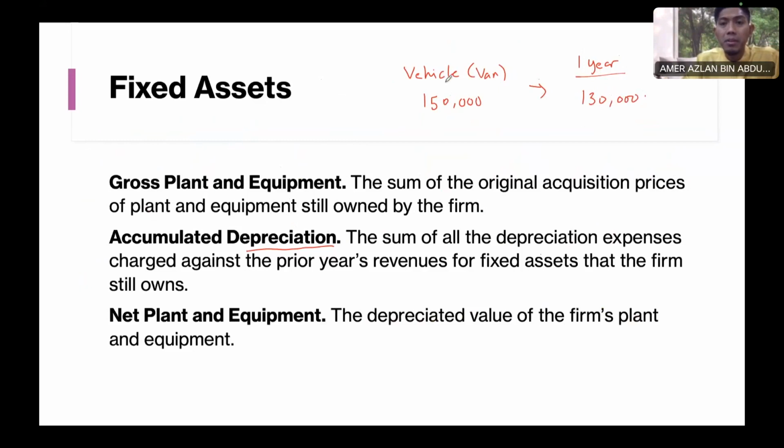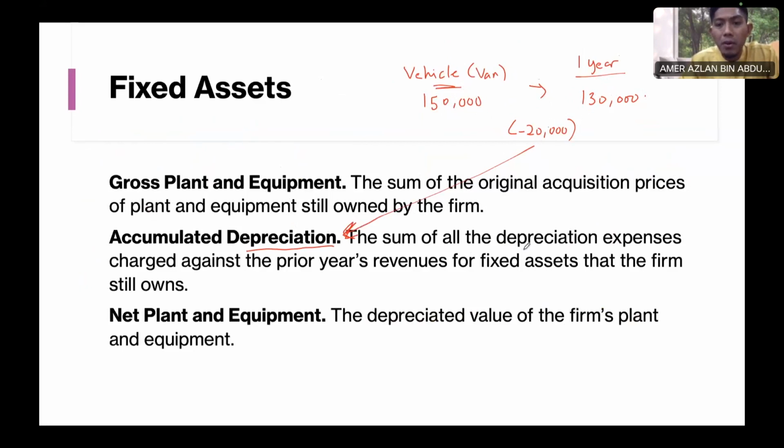From 150,000 drops to 130,000, because this vehicle has been used to travel. After you use the vehicle, of course, there are parts that need to be replaced, right? It's no longer new and original, it has been used. So that is why it has a depreciation value. So it's a 20,000 drop in value. That is what we call depreciation.